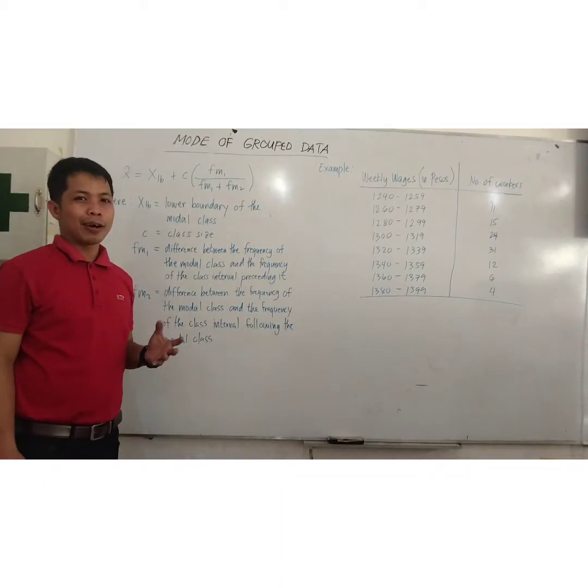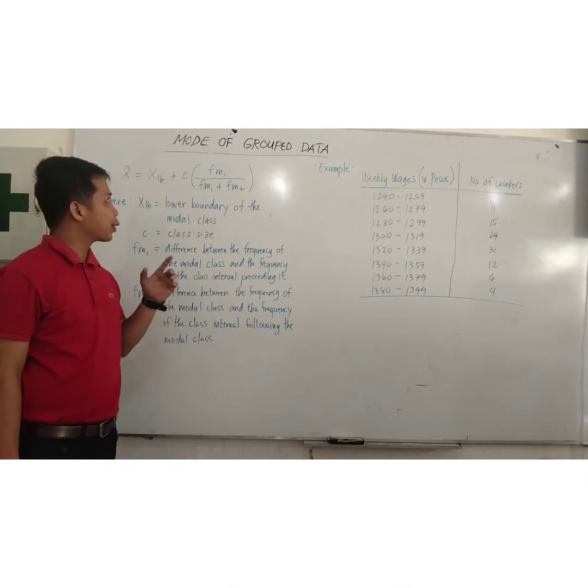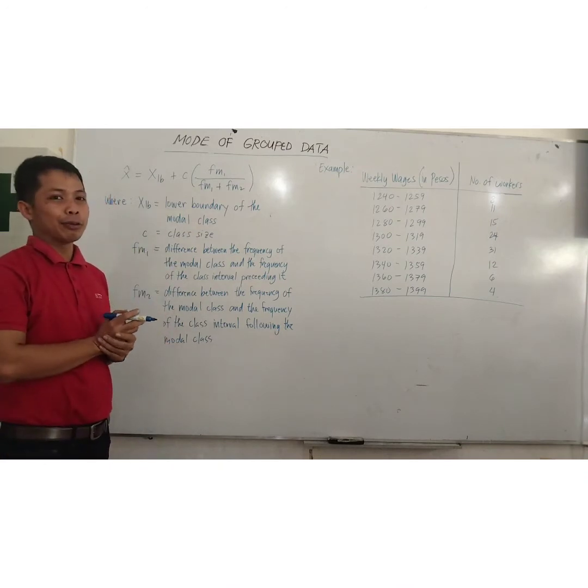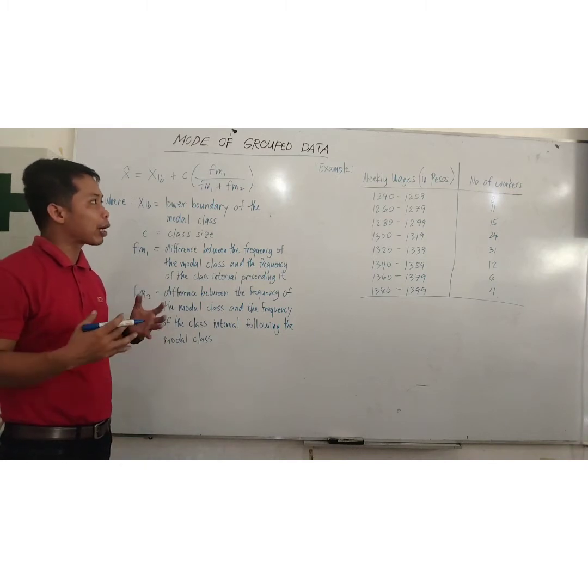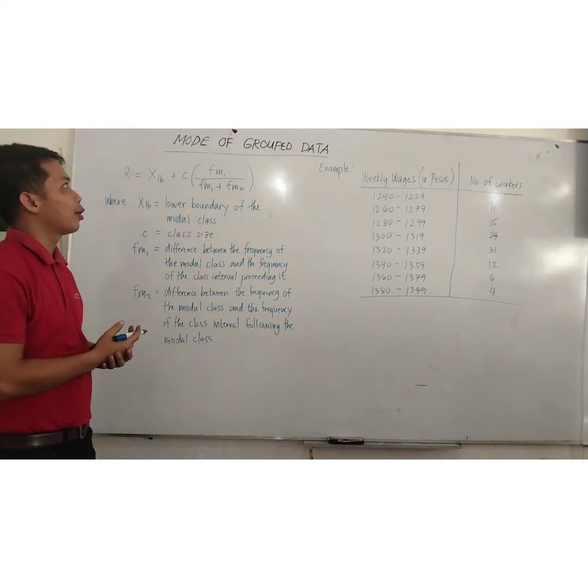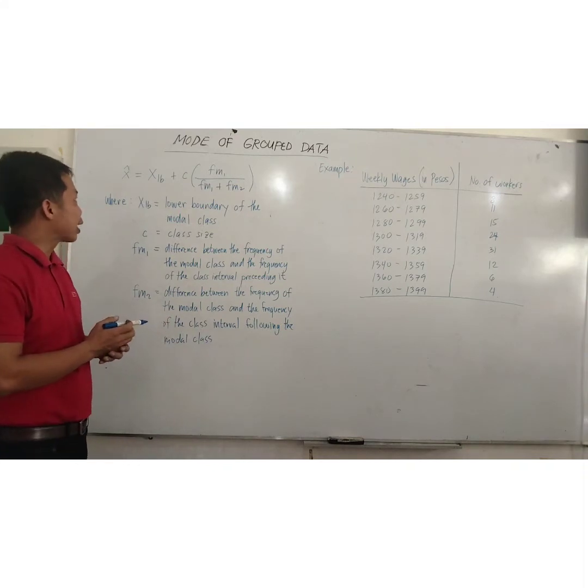Okay, ito naman yung mode of group data. So, paano ba isolve yung mode natin kung ang data natin ay naka-arrange sa frequency distribution table? O meaning, naka-group na siya. So, we have the formula.